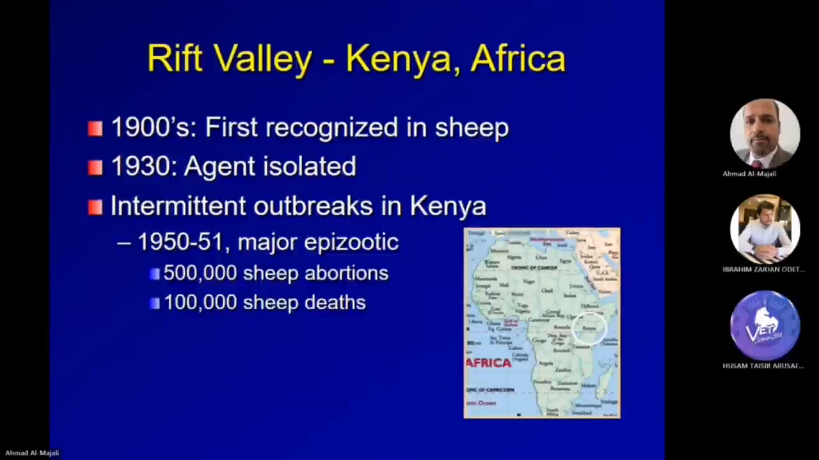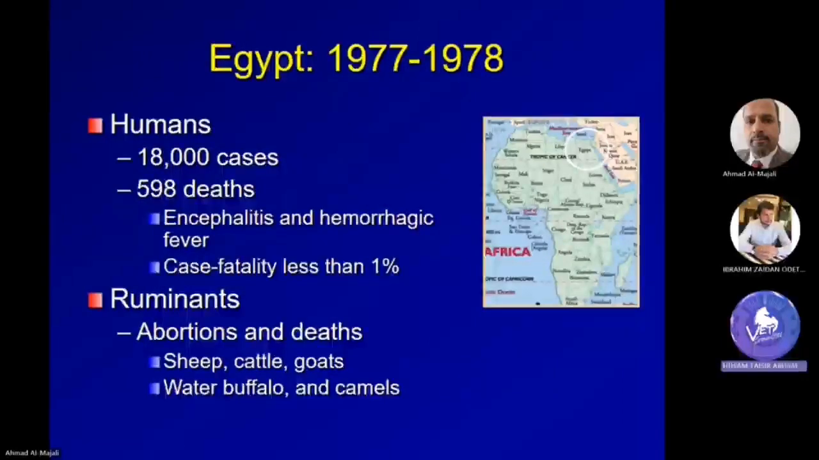So different episodes happened, يعني outbreaks happened. واحدة of the biggest was in 1950 that caused about 500,000 abortions in sheep and 100,000 deaths and many human cases. From 1977 to 1978 in Egypt, this was the first outbreak that happened outside the Rift Valley area. It caused 18,000 human cases with about 600 deaths in humans in that year.